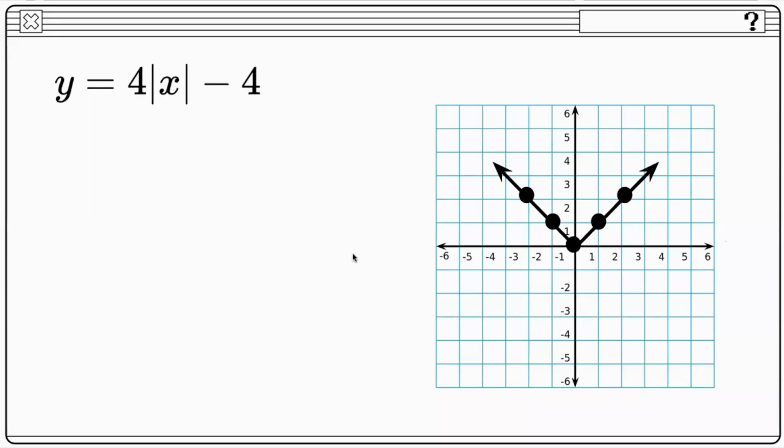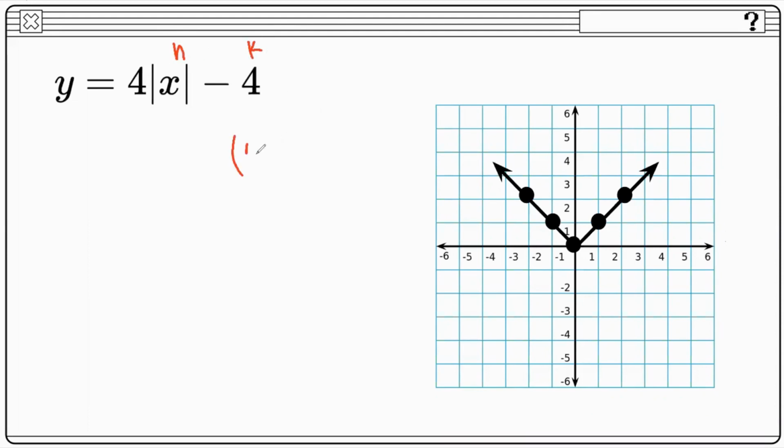Here is our very last example. We're going to be graphing y equals 4 absolute value of x minus 4. Now remember, whenever you have multiple translations, it's pretty helpful to first identify your vertex. It's going to be (h, k).